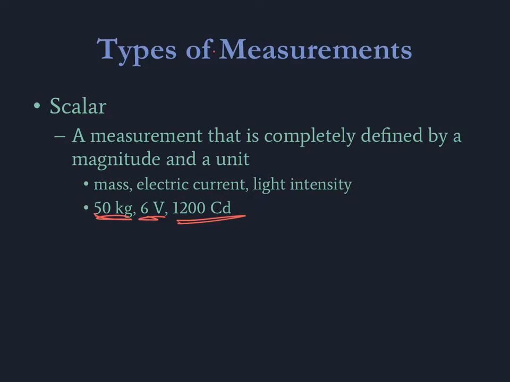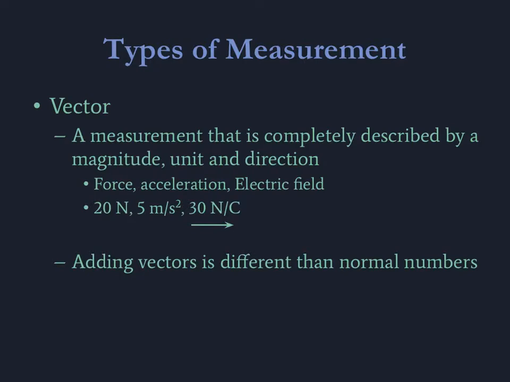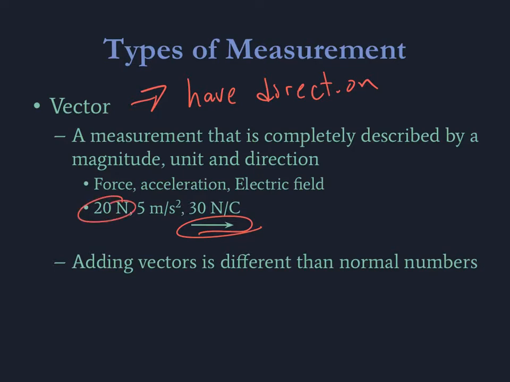Now, that's different from our vectors, because our vectors have the additional piece of information that is direction. Vectors have direction. And so it's not enough to just give the magnitude and the unit. It has to also have a direction. So you might say there's a force of 20 newtons east. There is an object moving or accelerating 5 meters per second north.